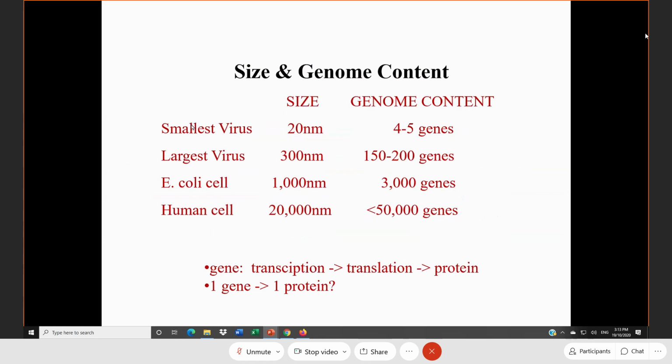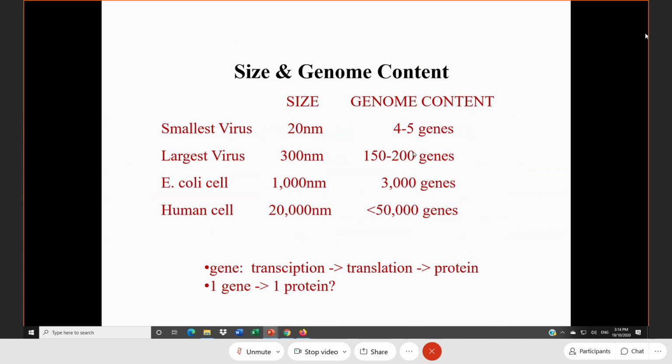What is the size of the smallest virus? About 20 nanometers. The largest maybe 300 nanometers. COVID is in between the two, with coronavirus about 120 nanometers. The largest viruses we're talking about are the pox viruses.